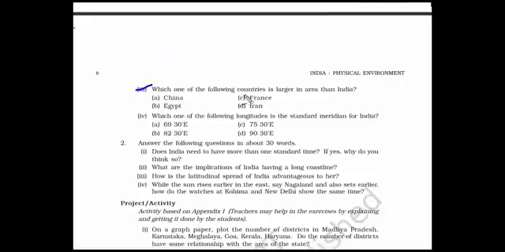And which one of the following countries is larger in area than India? So remember we studied that India secured 7th rank in terms of area. The only country in this option which is ahead of us is China. Fourth question, which one of the following longitudes is the standard meridian of India? So the answer is 82.30 degree east, and this passes through Allahabad.